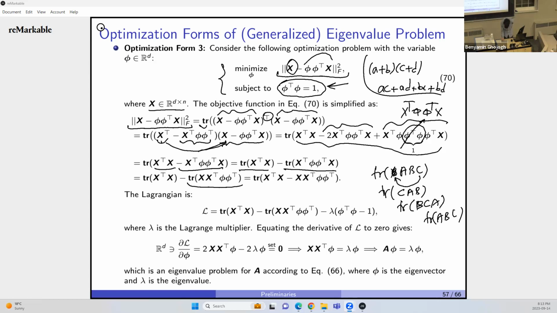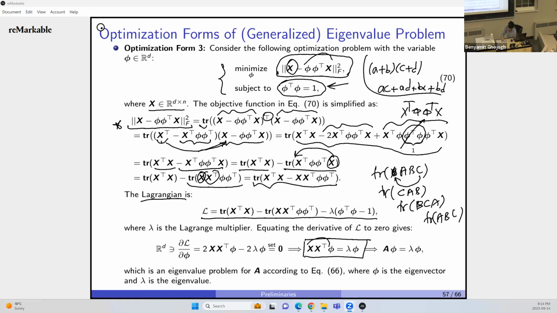So according to the cyclic property, I can bring this X here. As you see, we can apply cyclic property several times. I'm not shuffling the elements. I'm just bringing them back, right? Then I can write it as the trace of the whole thing, right? Now I simplified the cost function, the objective function, subject to constraints, right? The Lagrangian is this, right? Take derivative, set it to 0. You will end up with this.